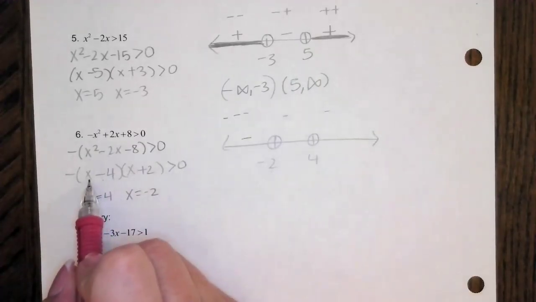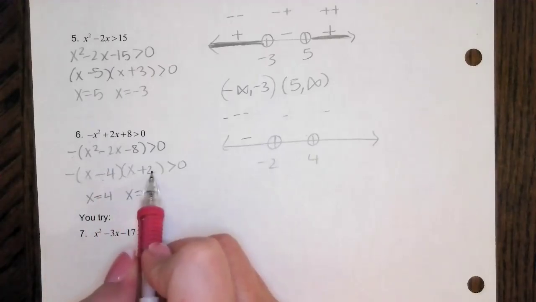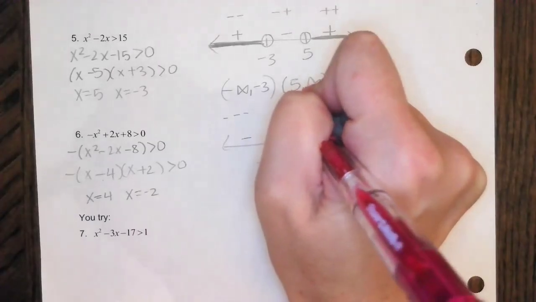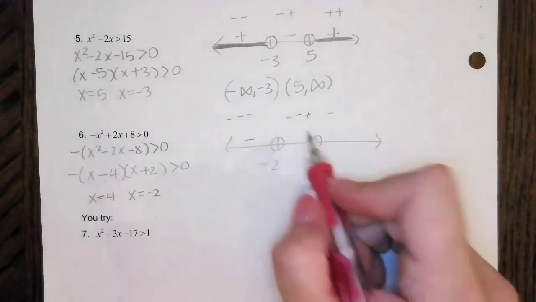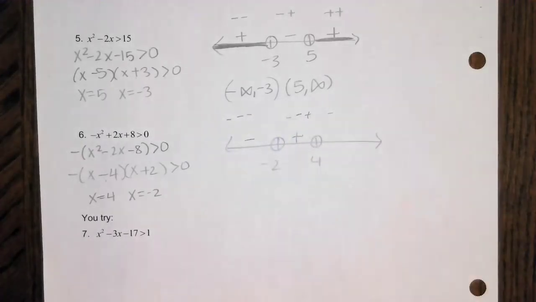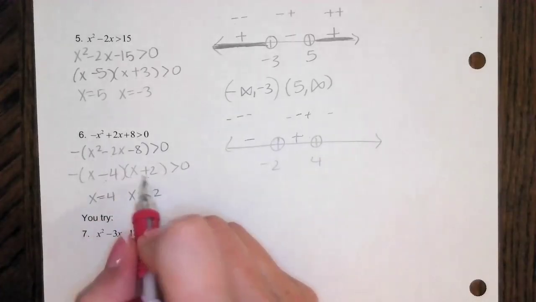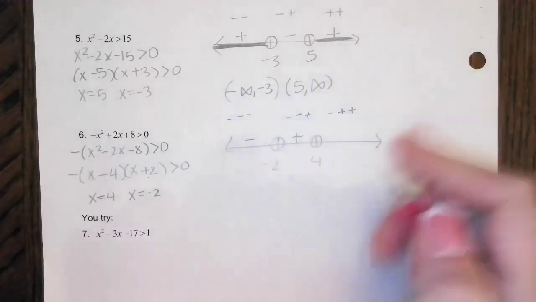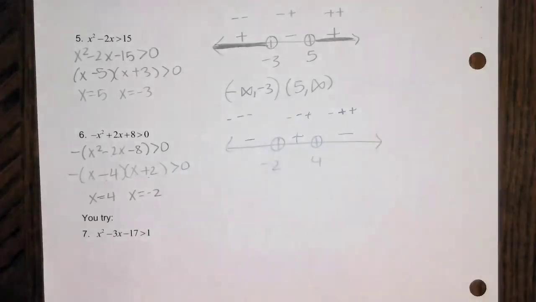0 in between here, if I plug in a 0 here, 0 minus 4, that's going to be negative. 0 plus 2, that's going to be positive. And so a negative times a negative is a positive, times a positive would make all of these values positive. And then the last one's 10. That would be positive, that would be positive. So positive times a positive is a positive, times a negative would make this a negative.